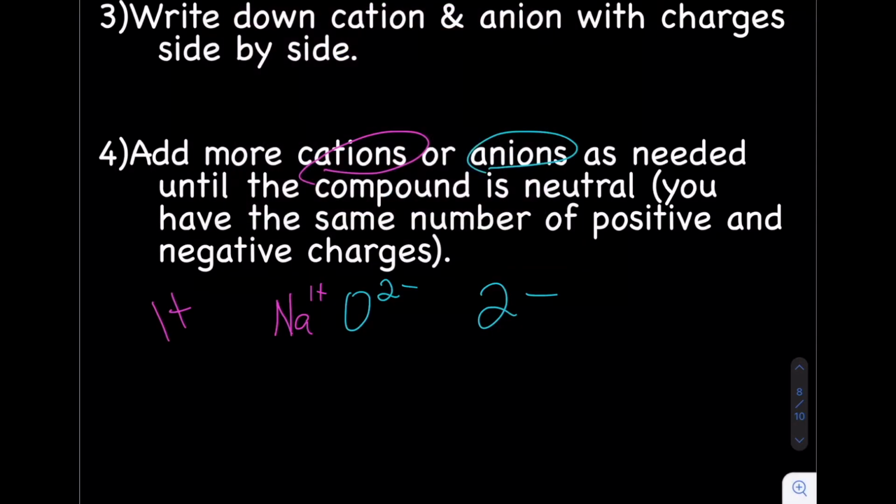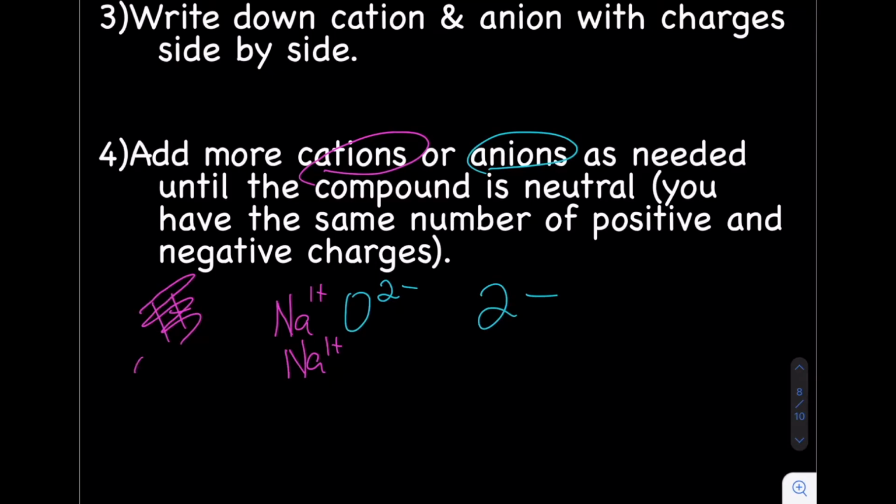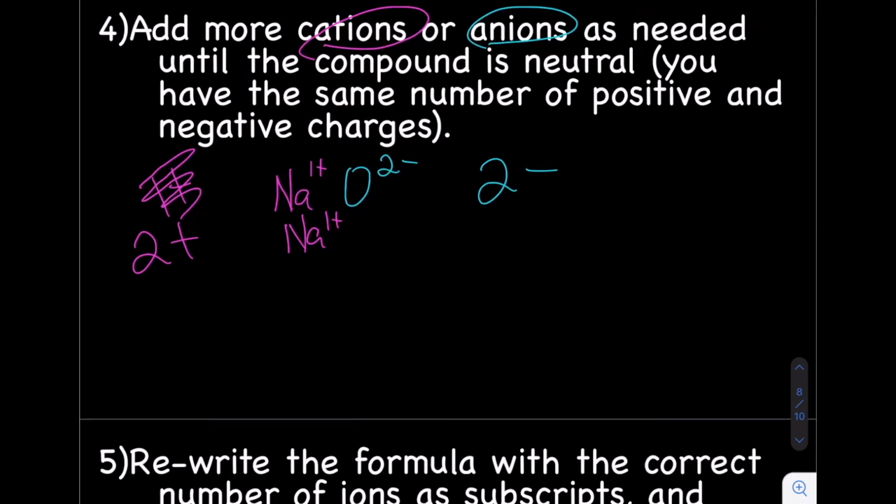How about if we add another sodium? Now we have a total of 2 plus and 2 minus. Now we have a happy couple because their charges cancel out. They're both noble and neutral. So what do we do now?